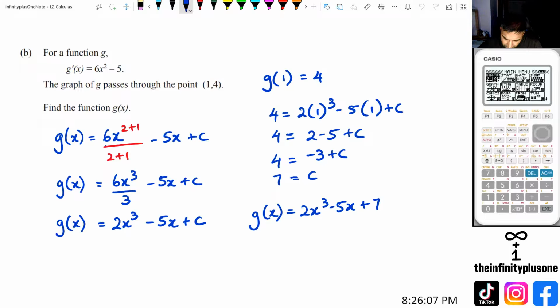Even if you square it, 3 minus 2. I don't know how you got that one. All right, now the next question.